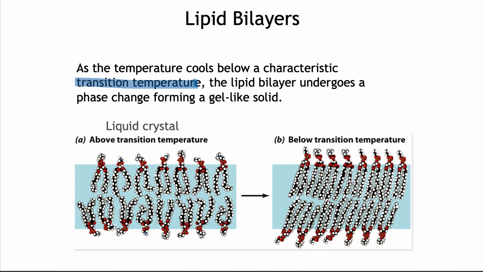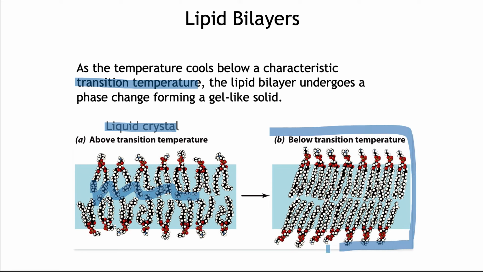Above the transition temperature, the overall lipid bilayer is what we call a liquid crystal. It's a crystal because it has some sort of order, and it's liquid because all these fatty acid chains are also in constant motion, and it can undergo flip-flop and lateral diffusion. But below that transition temperature, it ends up forming more of a gel-like structure. So it ends up being a lot more ordered. Okay.